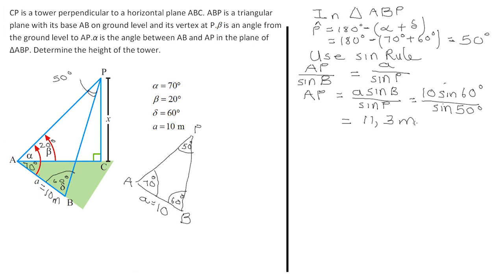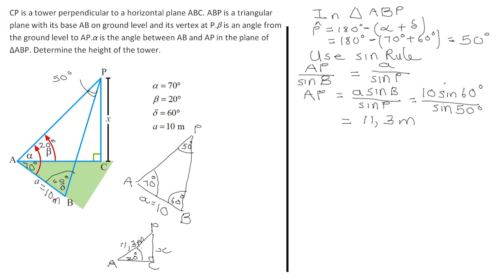After we have solved AP, now we can move to our right angle triangle. Let me just sketch it here. Our right angle triangle. There's 90 degrees. This is my X value. There is P. There is A. And obviously there is C. And this angle here is 20 degrees. And I have the value for AP now as 11.3 meters.